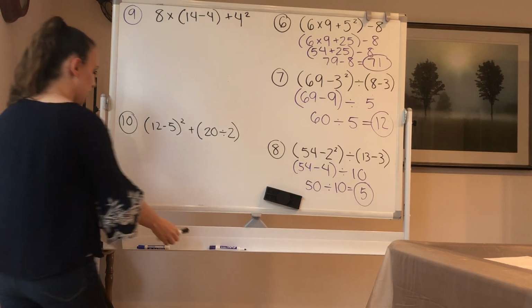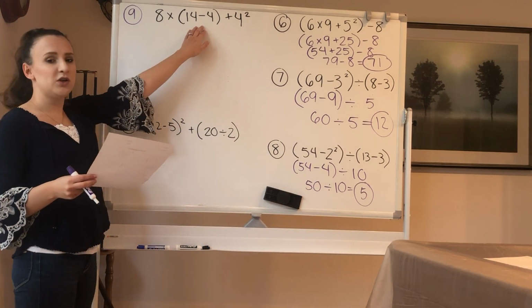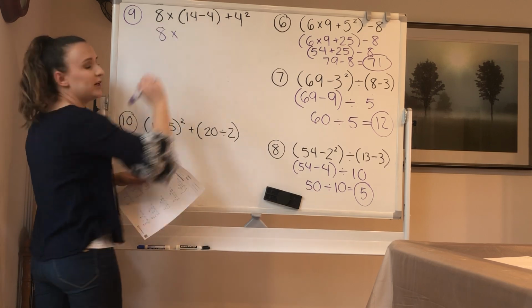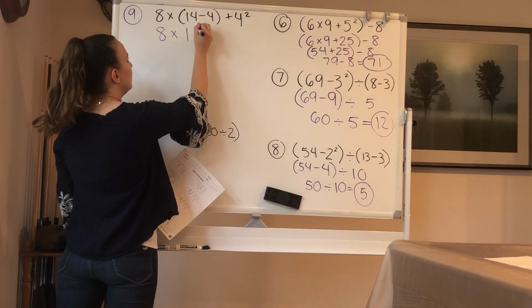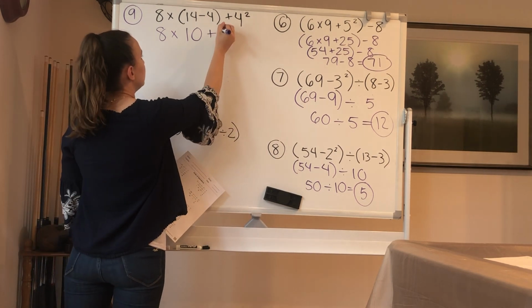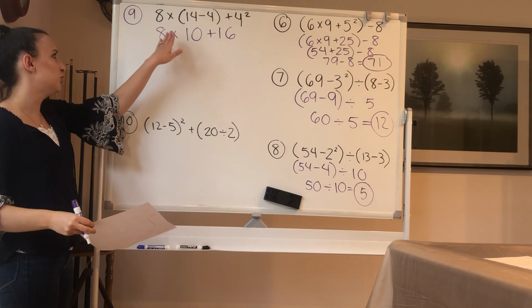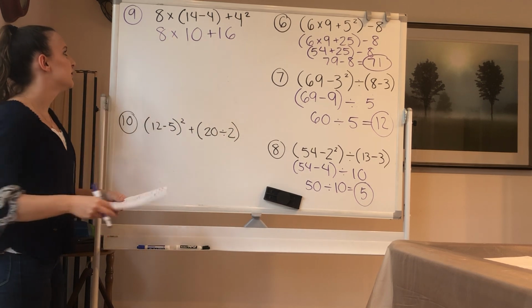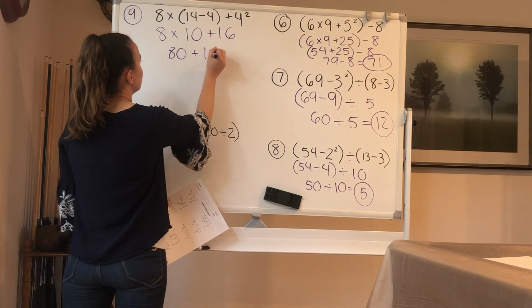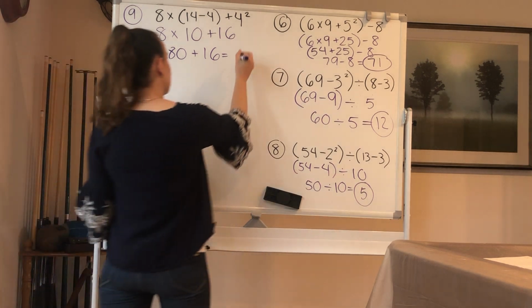Okay, so starting here, we want to start with parentheses. So 8 times 14 minus 4 is 10, plus 4 squared, which is 16. Now you want to do what comes first, so we're going to do multiplication and then we'll add. So 8 times 10 is 80, plus 16, and 80 plus 16 is 96.